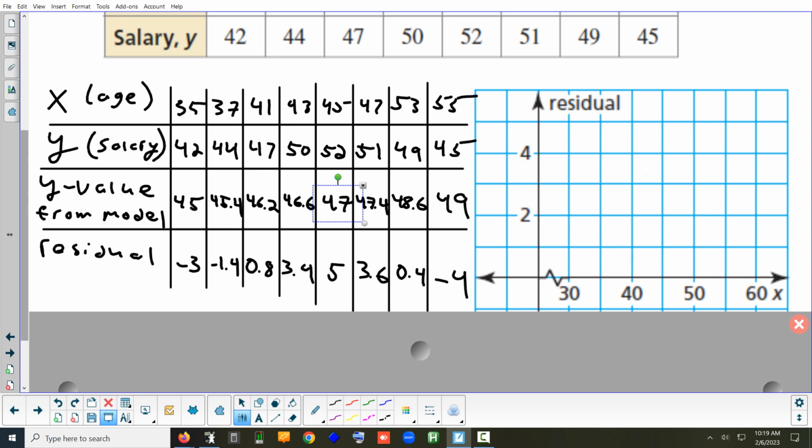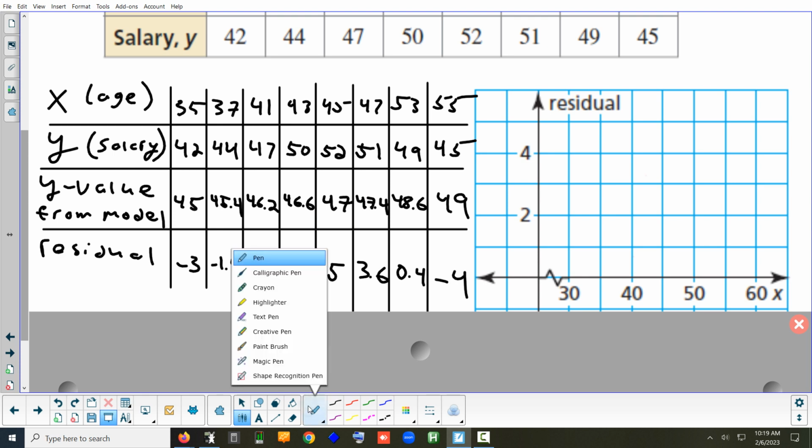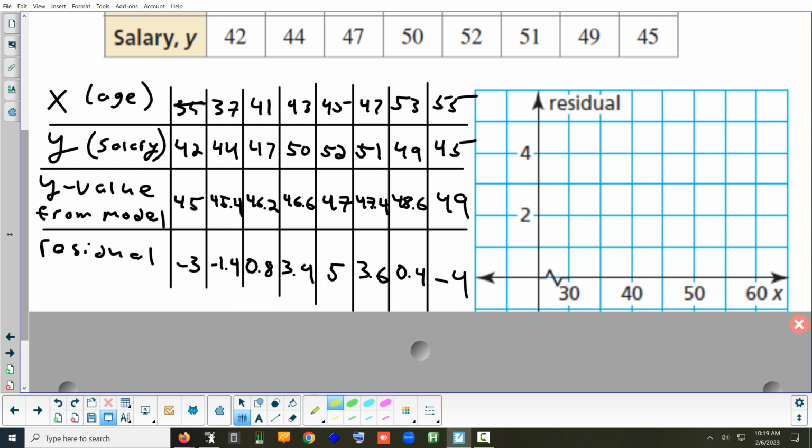So just by looking at the residuals, I can kind of tell they're not that great. Okay, they're definitely not as good as they were in the last problem. The last problem, they overall were much smaller. All right, so let's graph. Highlighter. So you're going to focus on this and that to make your residual.